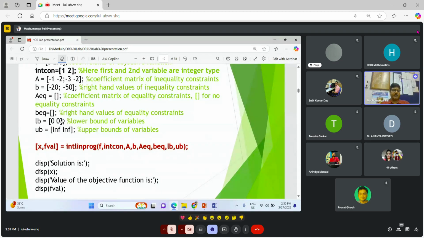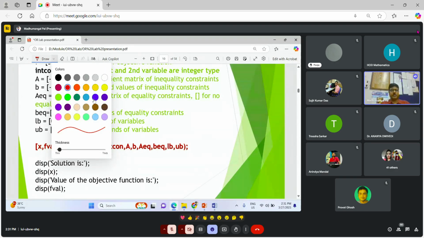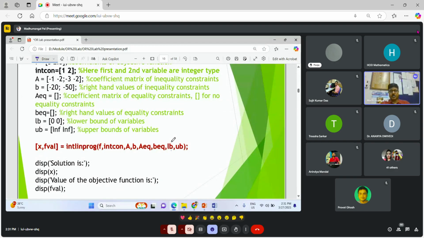For this case, lb is 0 and 0 and ub is infinity. So this is the standard case. If the case is standard, then we can omit these two variables. We can remove these two variables from this case. Or if you introduce these two variables, there is no problem, because lb and ub are defined, and because these are the default parameters for lower bound and upper bound, the default parameters may be omitted.